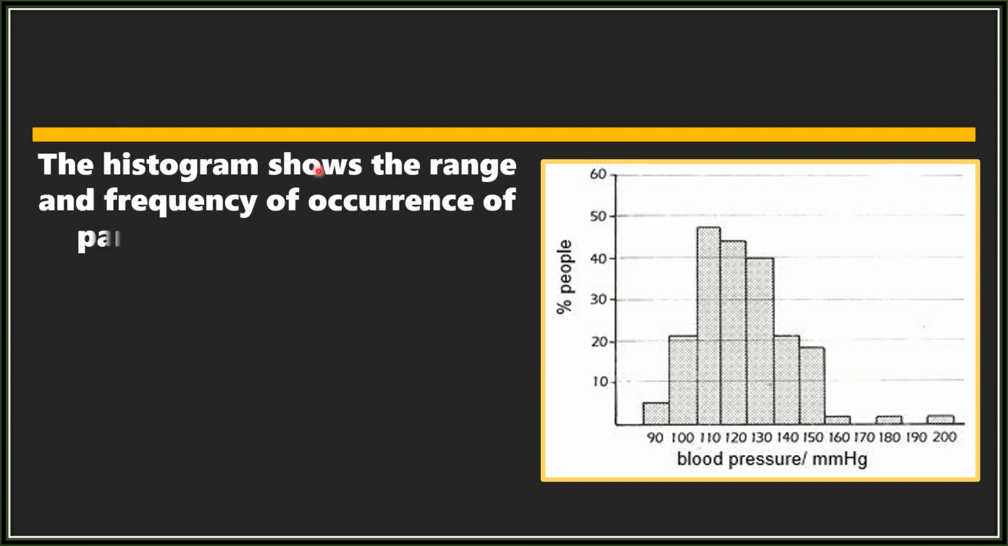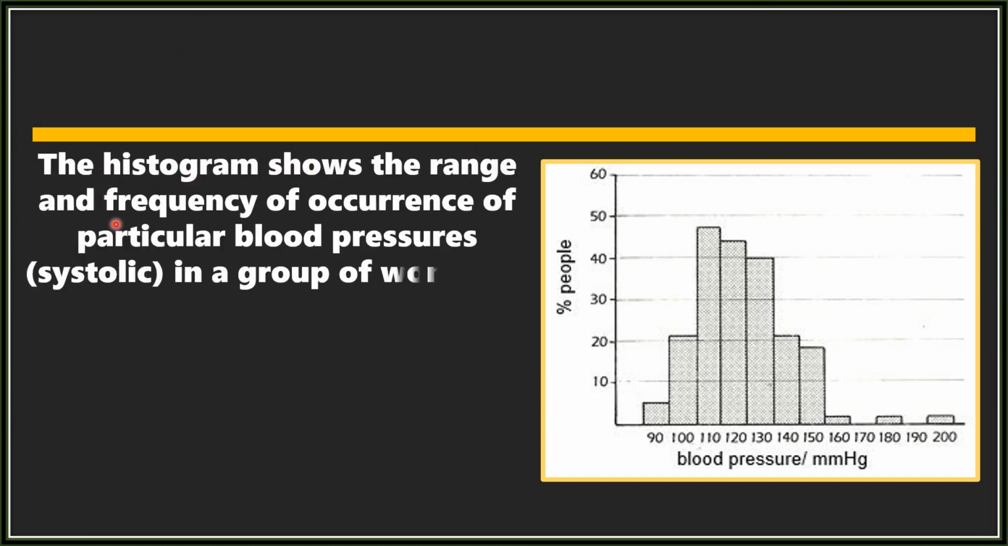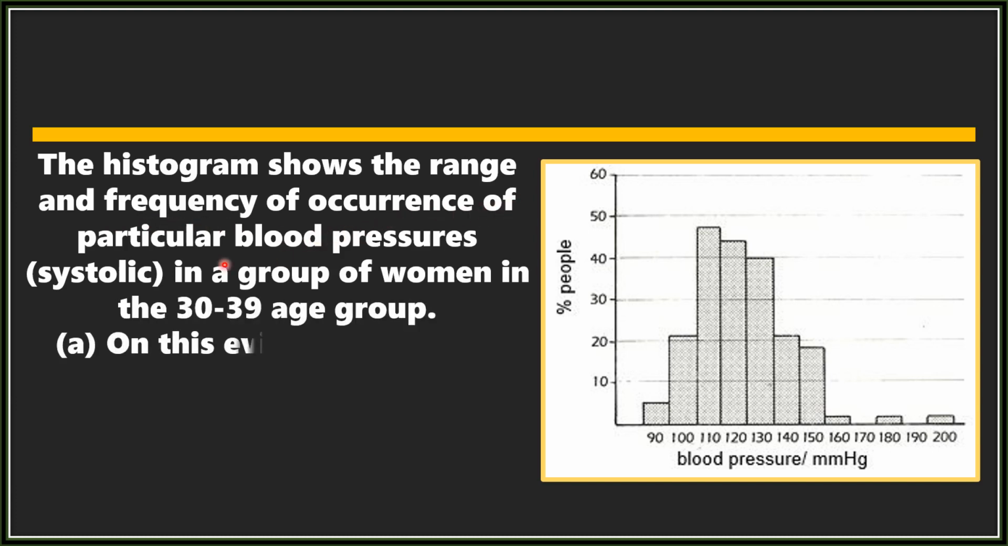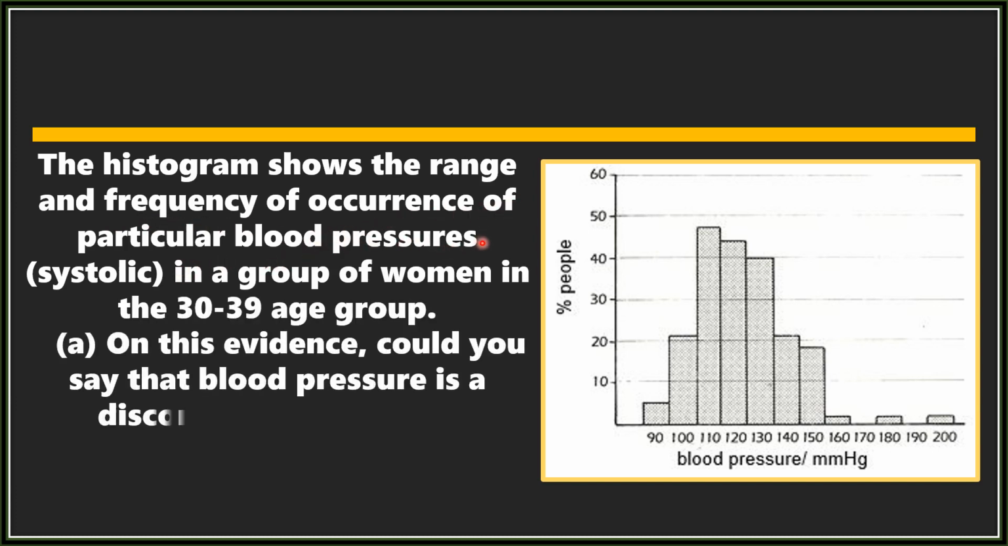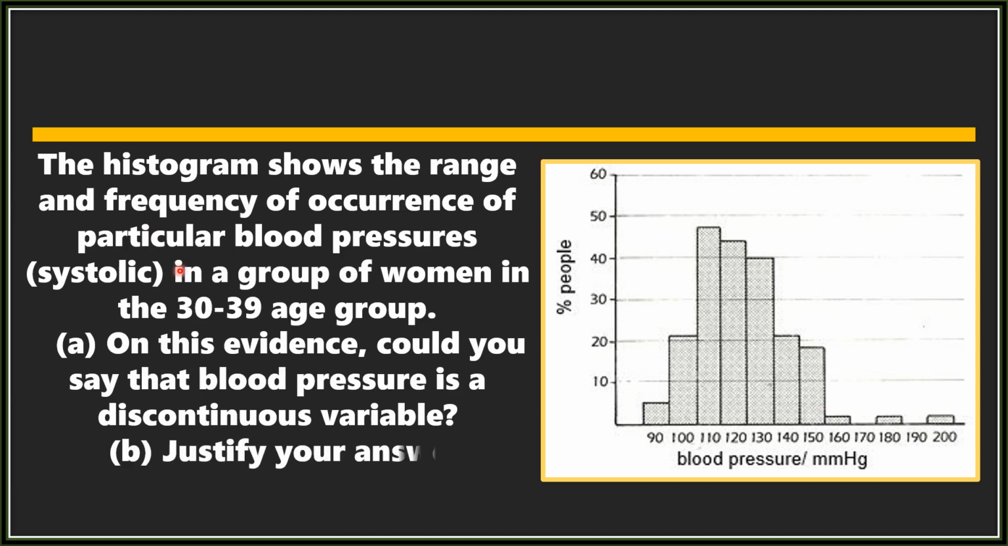The histogram shows the range and frequency of occurrence of particular blood pressure, systolic, in a group of women in the age group of 30 to 39. On this evidence, could you say that blood pressure is a discontinuous variation? Justify your answer.